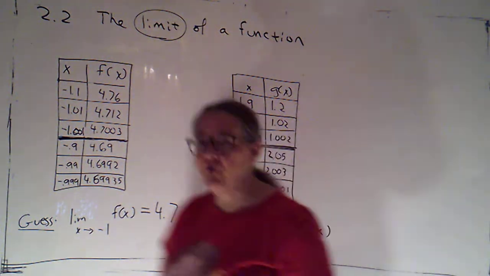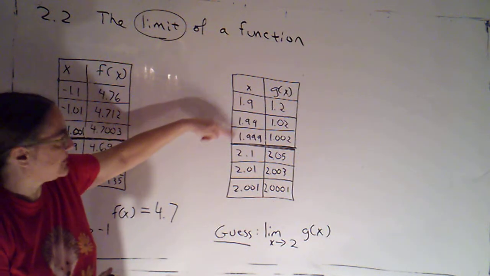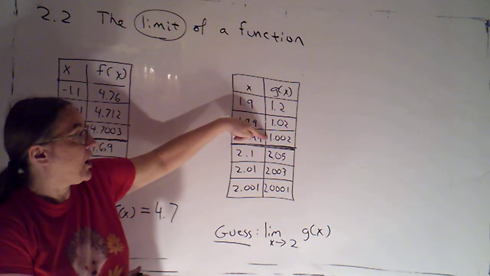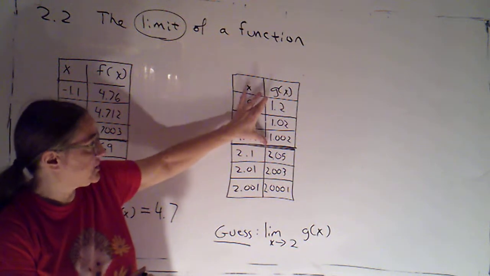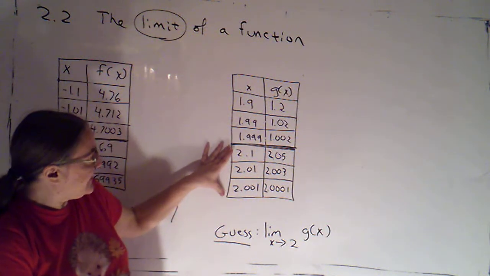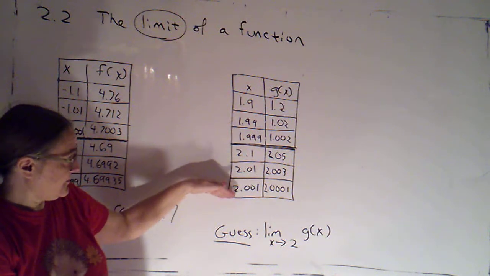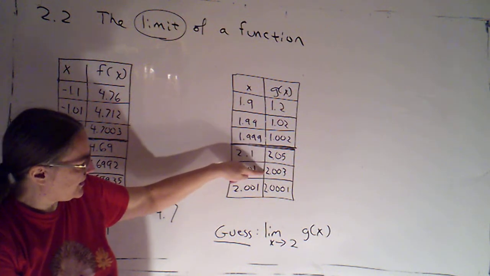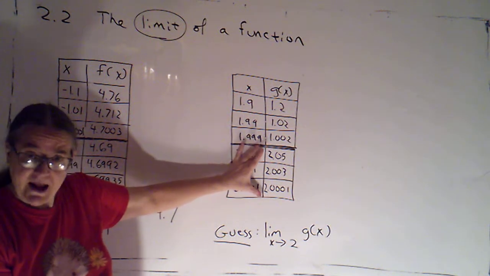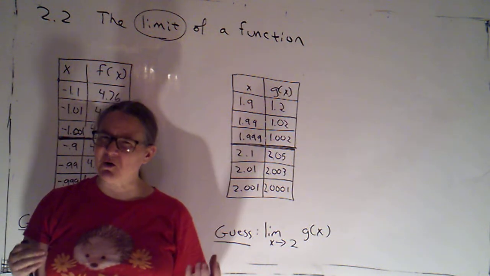All right, over here. Here my x values were smaller than 2, but getting closer to 2. 1.2, 1.02, 1.002. Definitely see a pattern there. It looks like those y values are getting closer to 1. With this sequence of x values that are to the right of 2, but getting closer to 2, 2.05, 2.003, 2.0001, I see a pattern here as well. It looks like those y values are getting closer to 2.